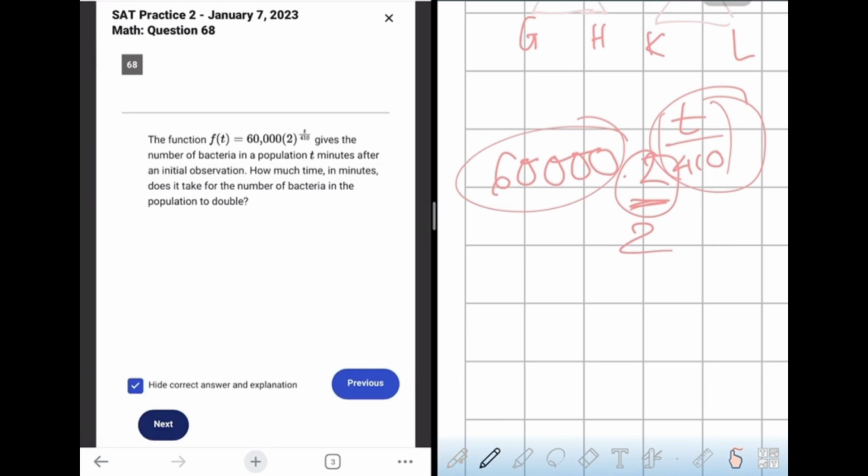When you see T over 410, it means that after 410 minutes it will double. So but when T over 10, can you answer how many minutes it would take to double? 10 minutes, right? So in this case, the answer should be 410. Yeah, right.